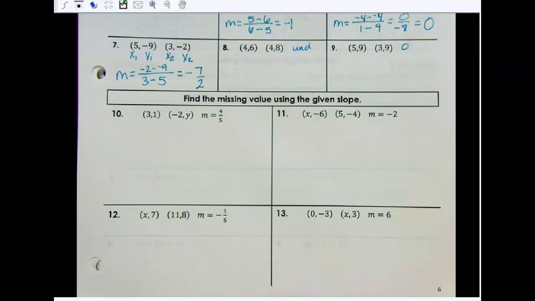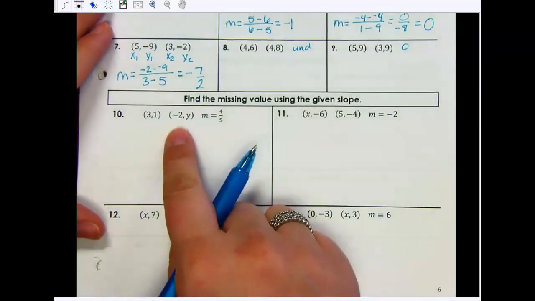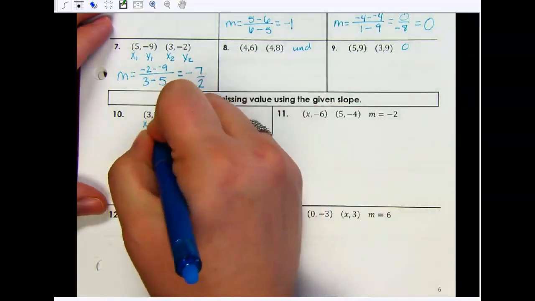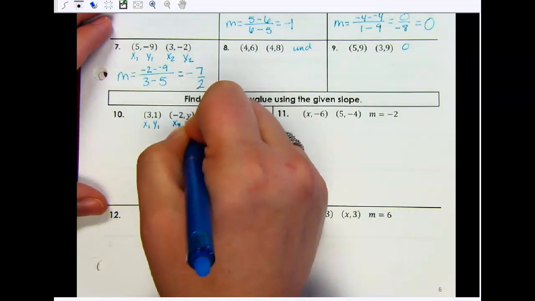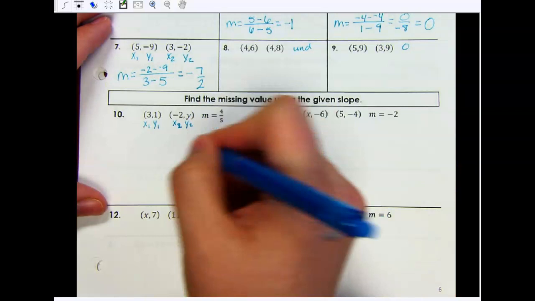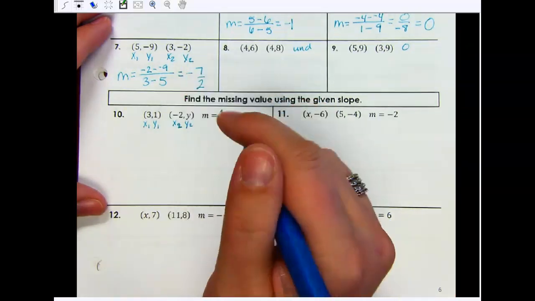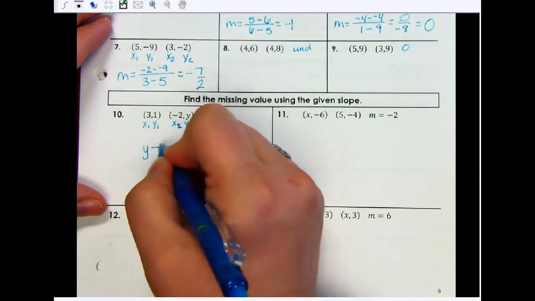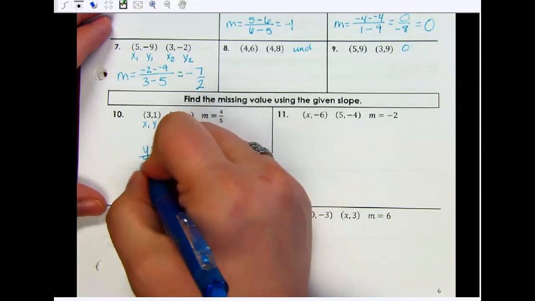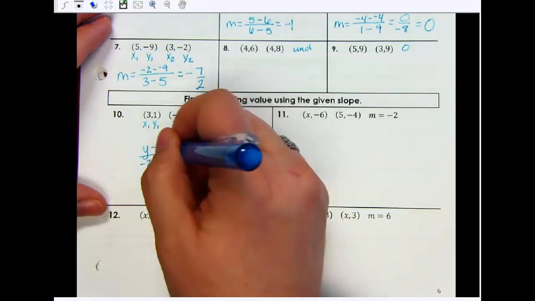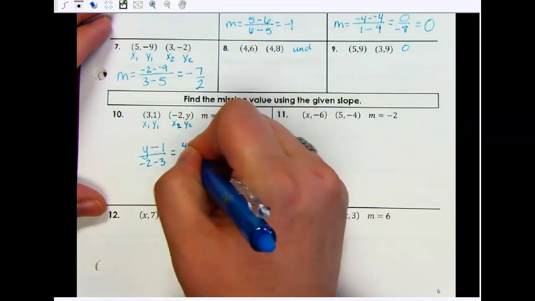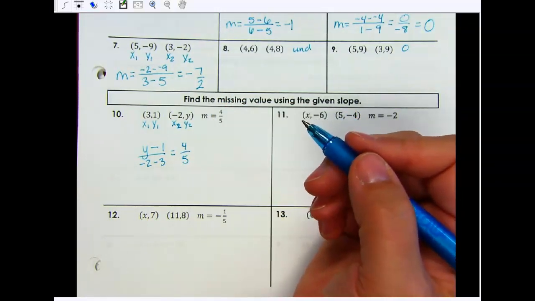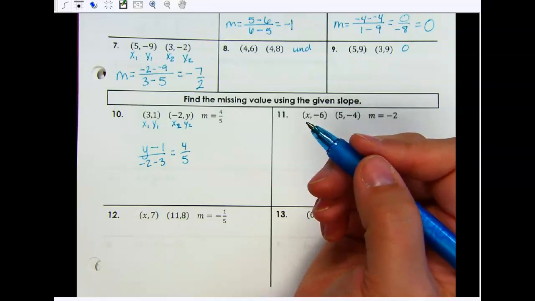So if you have something like 10, then you can find this missing y because it's got to equal 4/5. So you still have to keep in mind x1, y1, and x2, y2. You have to know that to do this. And we're going to set this up just like we did these before. So y2 is y. So y minus y1, which is 1, over negative 2 minus 3. And that has to equal 4/5. Okay? So remember back before fall break how we did cross multiplication and solved proportions? That's what we're going to do now.